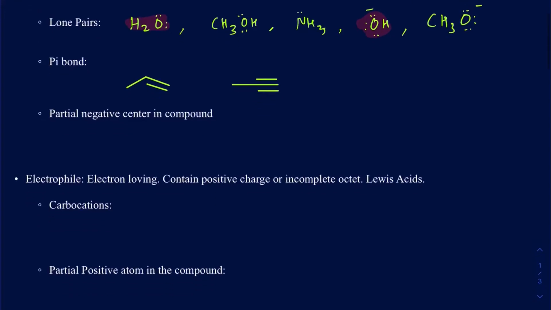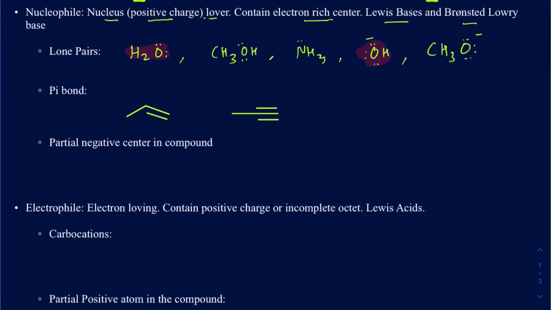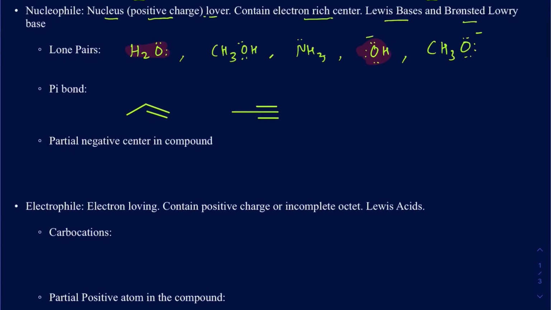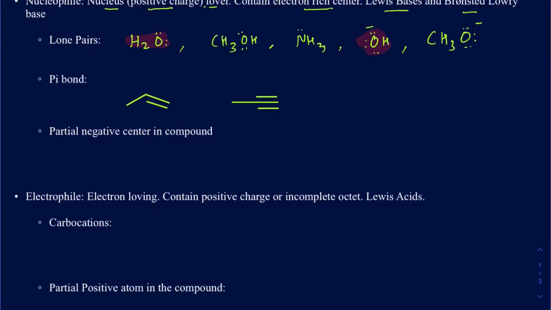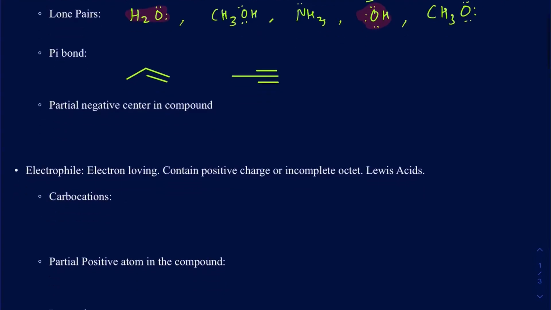In addition to that, a partial negative center in a given compound can act as your nucleophile. So this is probably going to be the most difficult and probably the most important to be able to identify. You can easily identify a nucleophile based on the lone pairs in a given compound and even based on the pi bond. But when you're given actually a compound, how can you figure out where your electrophile is going to be and where your nucleophile is going to be? So your nucleophile is going to be a partial negative center.